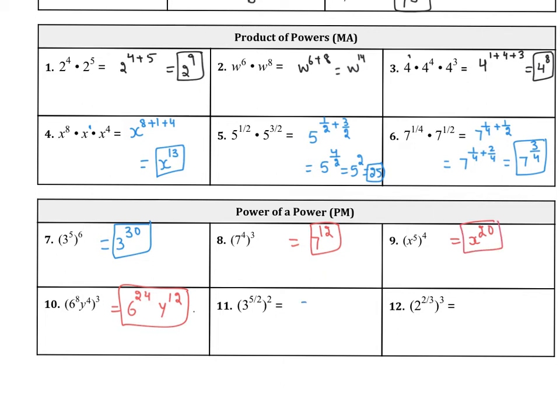Next is 3 to the power 5 over 2 times 2. So 2 and 2 cancel. 3 to the power 5. 2 to the power 2 over 3 times 3. So 3 and 3 cancel. So that's going to be 2 to the power 2, and that's 4.